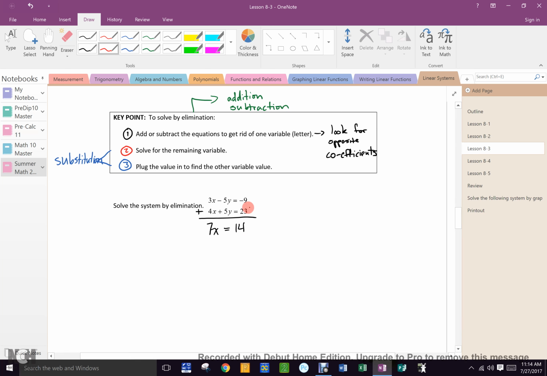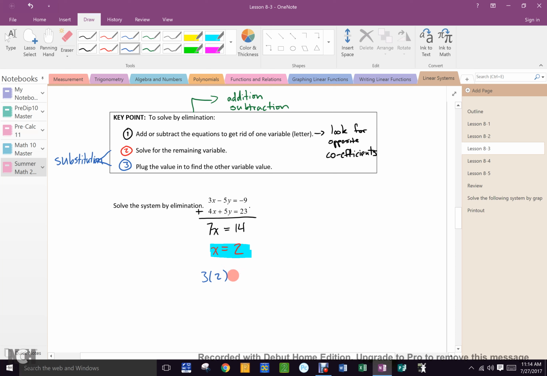Step 2, solve for the remaining variable. What do I do there? Divide by 7. So what does x equal? 2. Now, what does this tell us in English? X equals 2. What x? Every x in that question equals what? 2. So now I just choose one of those equations and I put x equals 2 in for it. Does it matter which one I do? No. I'm going to use the first one.